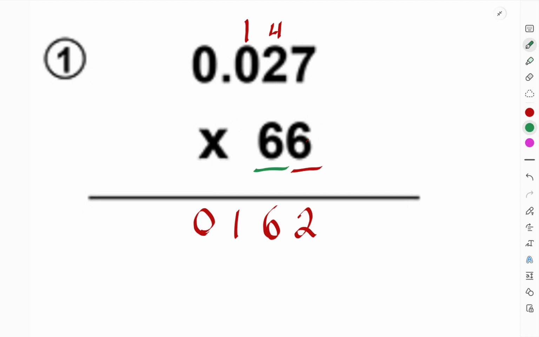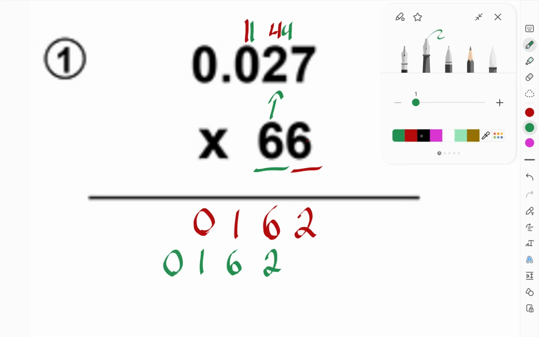6 times 7 is 42. Remember, we put the 2 on the bottom. The 4 carries over. 6 times 2 is going to be 12. But because of the 4, it's going to turn to 16. The first number stays, but the second number is going to carry over to the next number. So now we have 0 and a 1 on top of it. Now 6 times 0 is 0. We bring down the 1. And now 6 times 0 is 0.